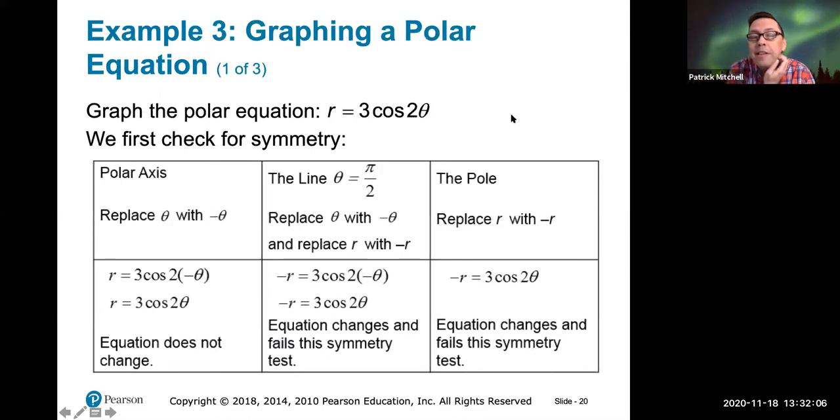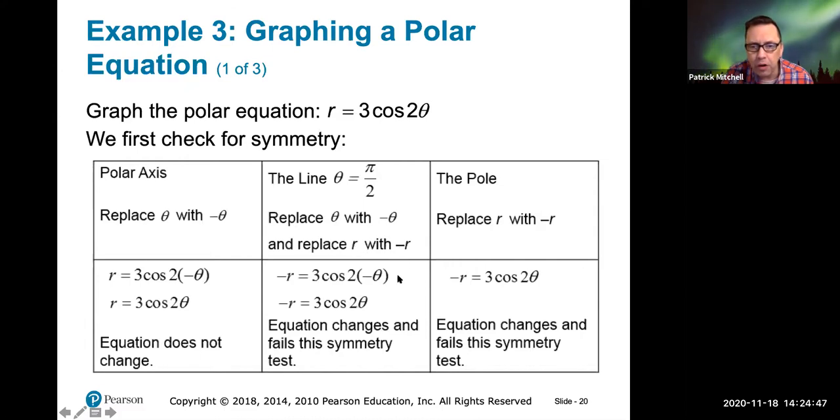All right, so the next example, we're going to graph the polar equation r equals 3 cosine 2 theta. Let me make sure I have the tablet ready for that. First, we'll check for symmetry. For the polar axis, we replace theta with opposite theta. And once again, since cosine is an even function, that equation is not going to change, which means we definitely have polar axis symmetry.